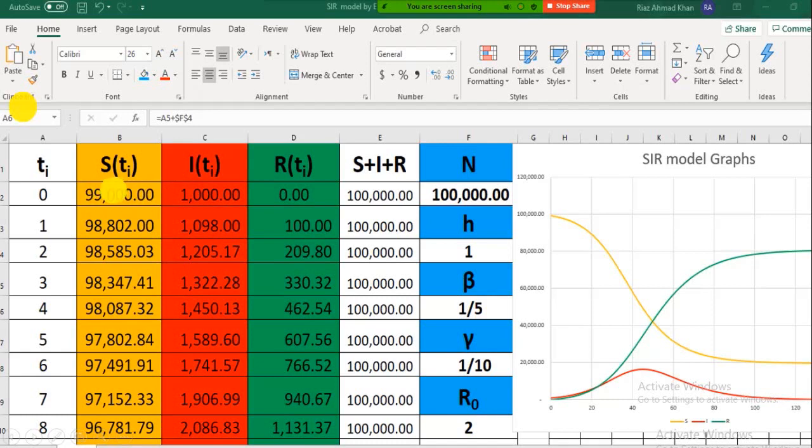In Excel, we will be able to find the numerical values of the functions S, I and R representing susceptible, infected, and removed population, as well as the graphs of susceptible population, infected population, and removed population.